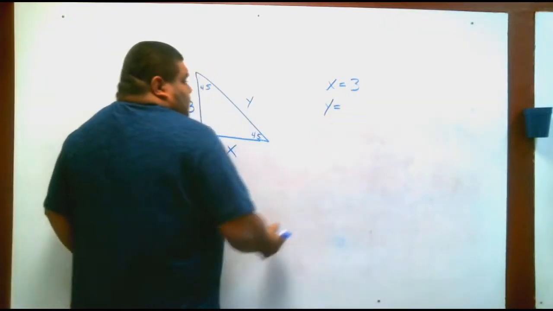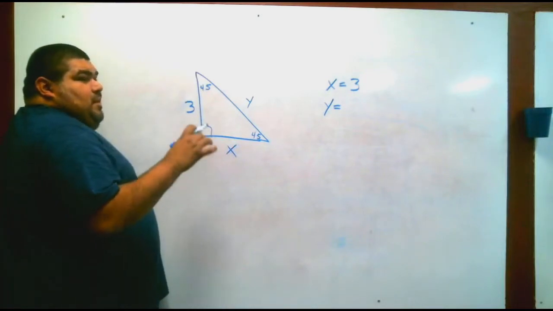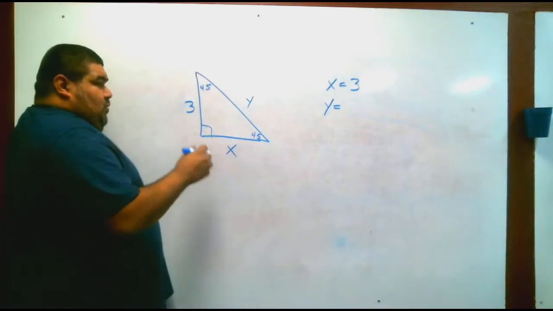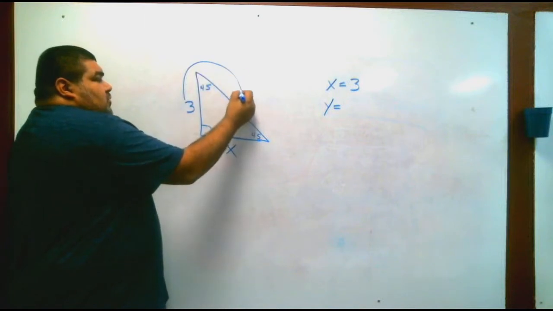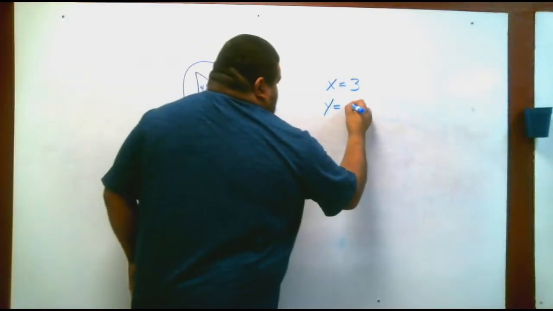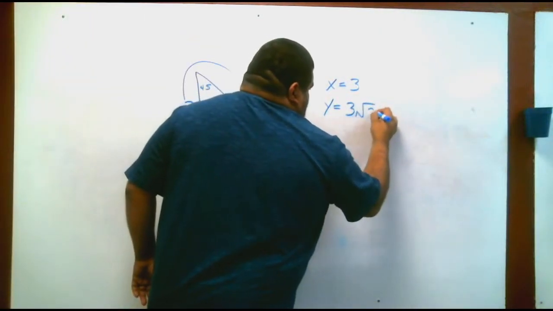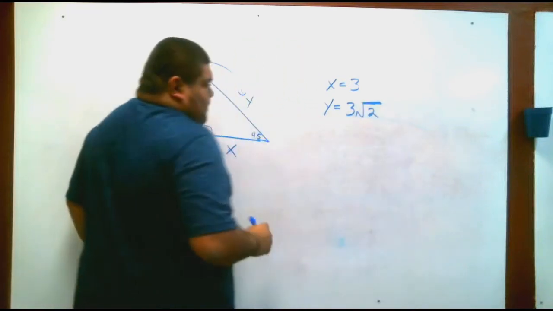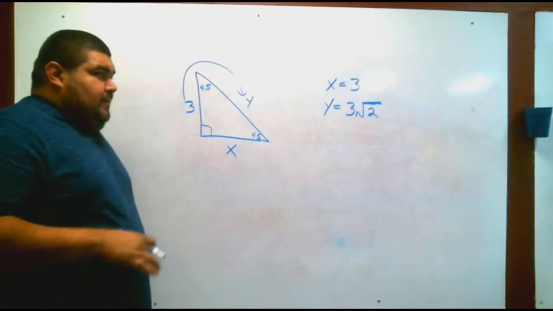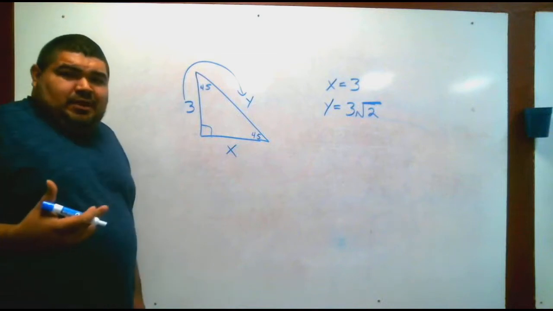For y, remember, we have to multiply by radical of 2. That's the rule. So if we're going to go from 3 to our hypotenuse here, our answer is 3 radical of 2. And that's it. We solve for both x and y.